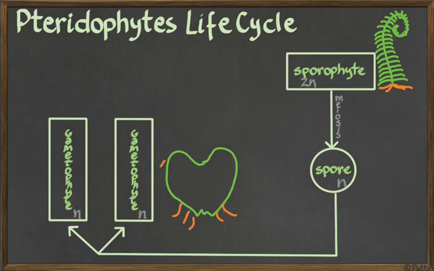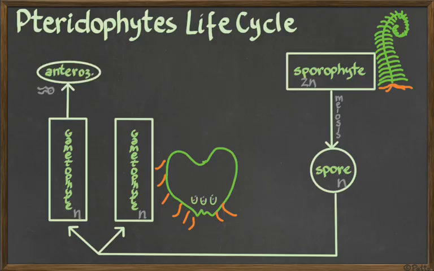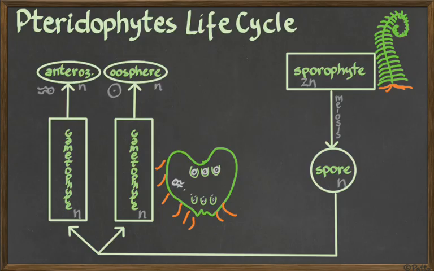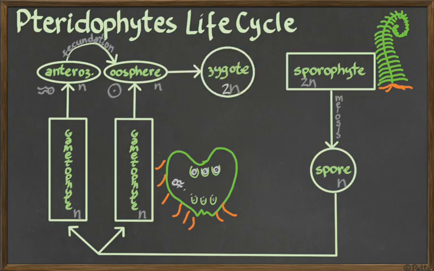They are going to be the haploid ones with the shape of a heart. And these are going to be producing enterozoids over there. They may also produce oospheres over there. And then the enterozoid fertilizes the oosphere, usually not self-fertilization, usually a cross-fertilization. And then the enterozoid fertilizing the oosphere will make a zygote, diploid, and this zygote is going to be growing into a new sporophyte. So this is the life cycle of the pteridophytes.